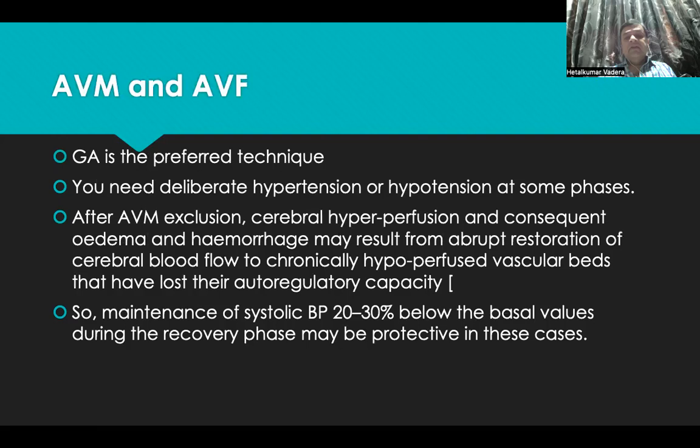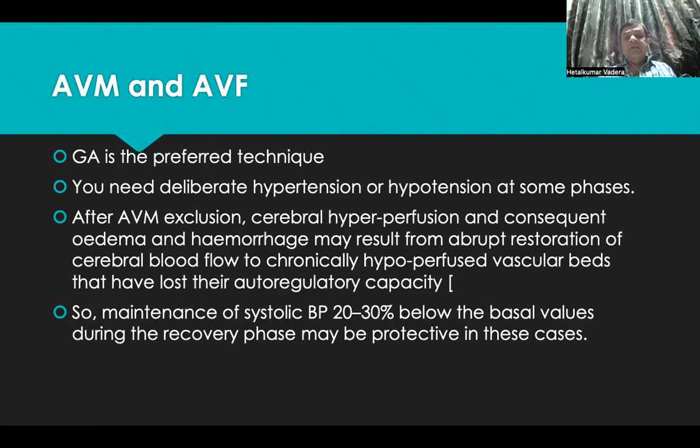AVM, AVF, again, GA is the preferred choice. You need deliberate hypertension and hypotension in some phases. After AVM exclusion, cerebral hyperperfusion and consequent edema and hemorrhage may result from abrupt restoration of the cerebral blood flow to chronically hypoperfused vascular beds that have lost their autoregulatory capacity. Basically, this area has no autoregulatory capacity. So when there is a sudden increase in the blood flow, ICP will be increased. There are chances that the patient will have cerebral edema, which will lead to unconsciousness, seizures, or something like that.